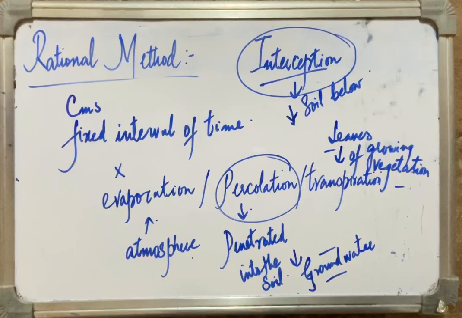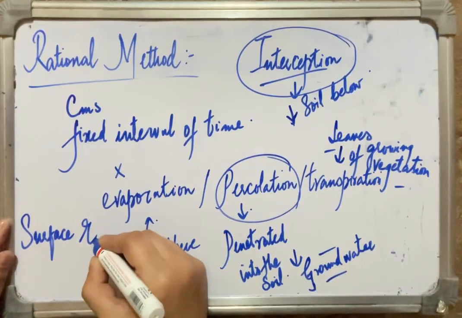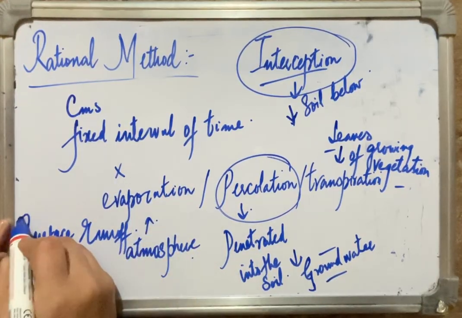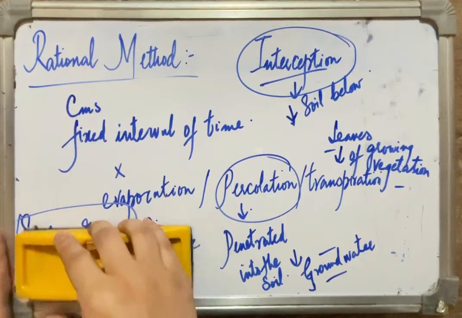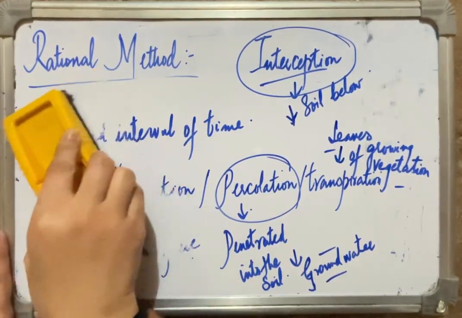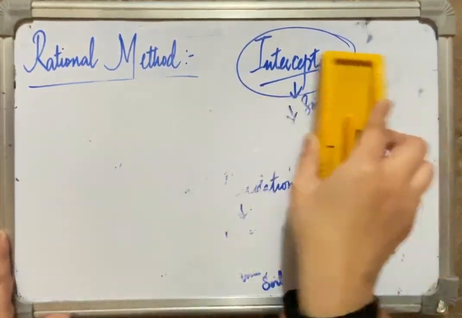Now the net quantity of water which remains on the surface after all the losses is termed surface runoff. What is surface runoff? Surface runoff is the quantity of water which remains on the surface after all the losses. And we also know that when the intensity of the rainfall exceeds the abstractive capability of the catchment, surface runoff occurs.